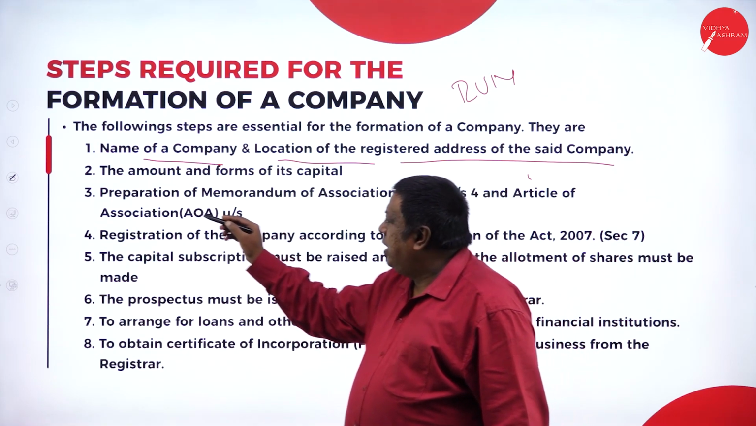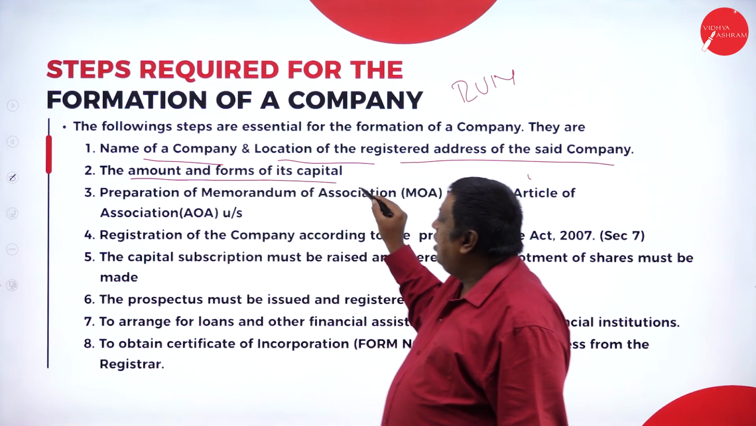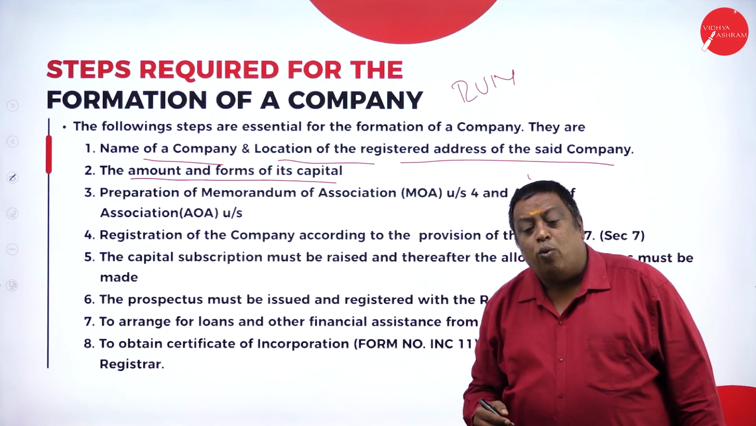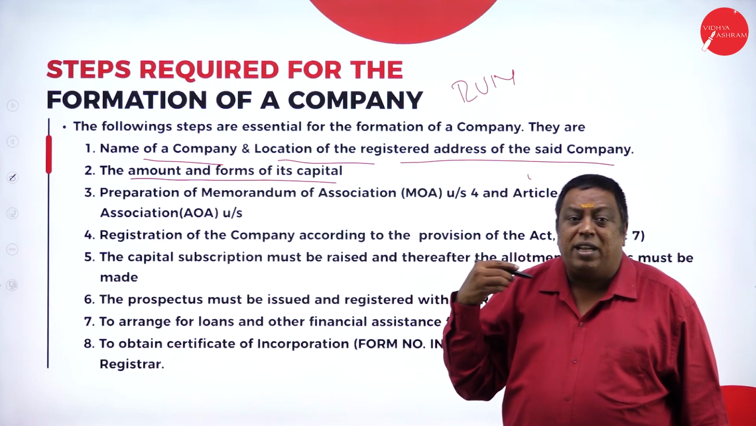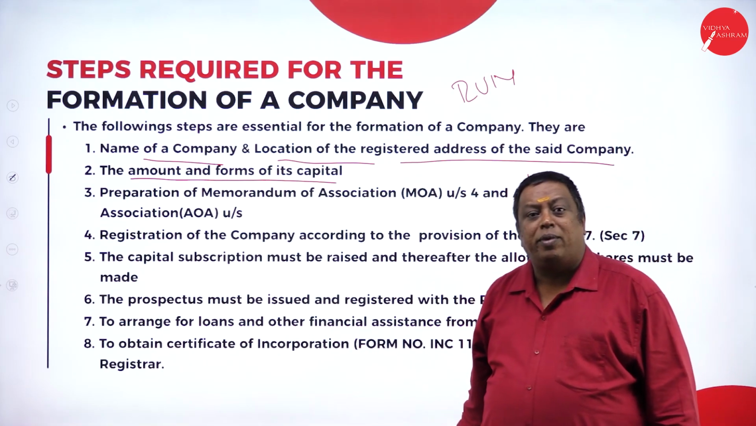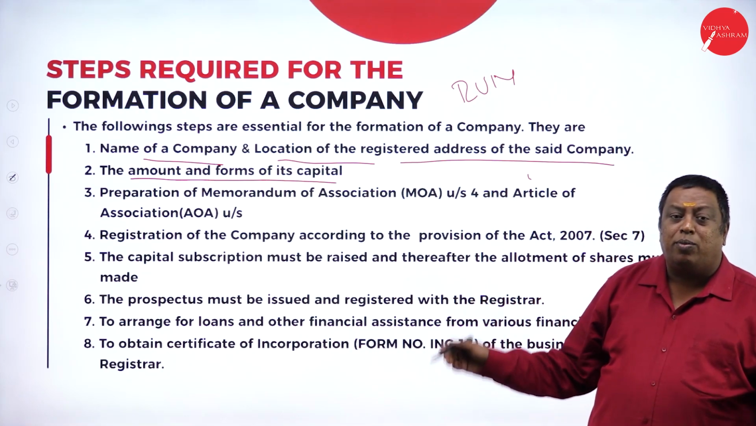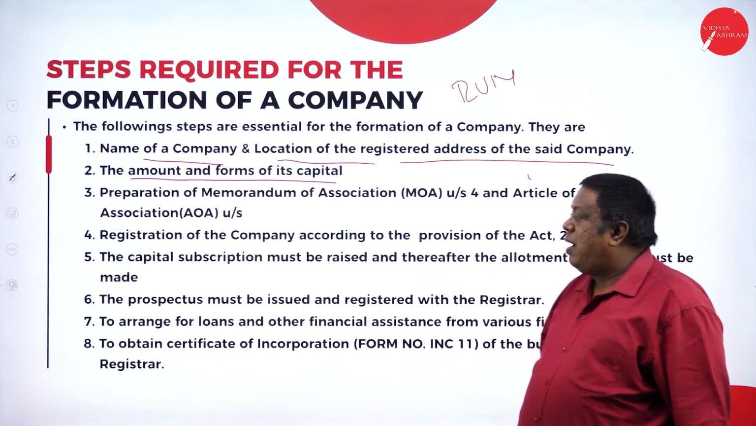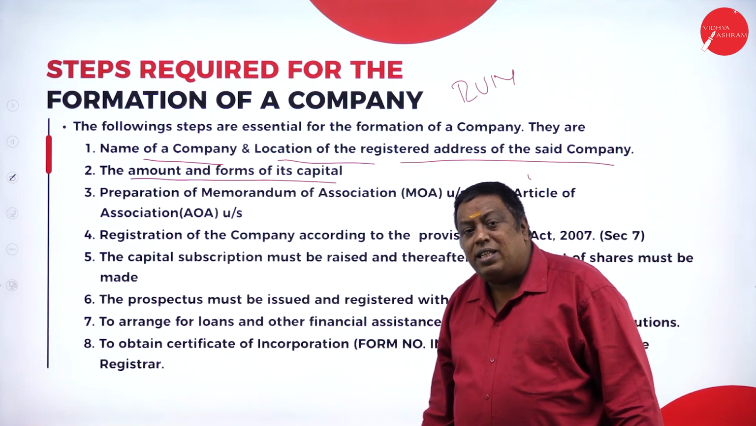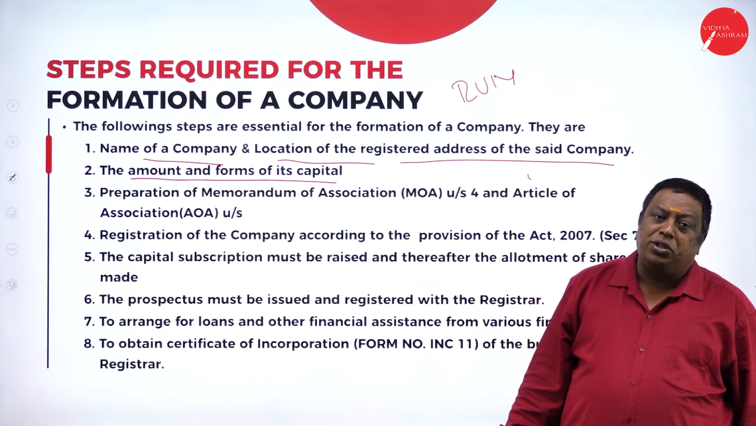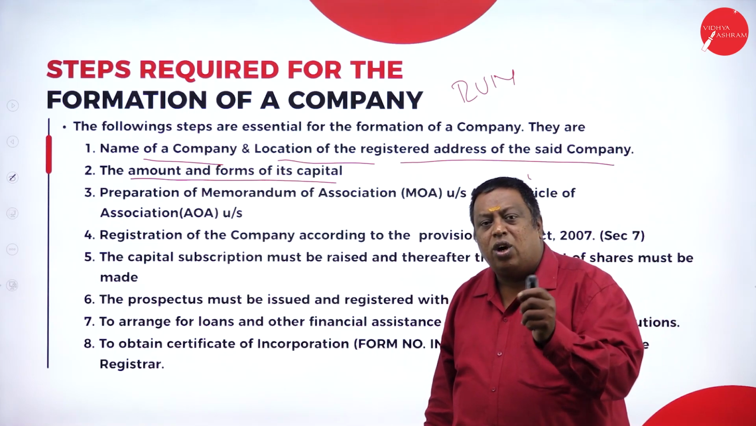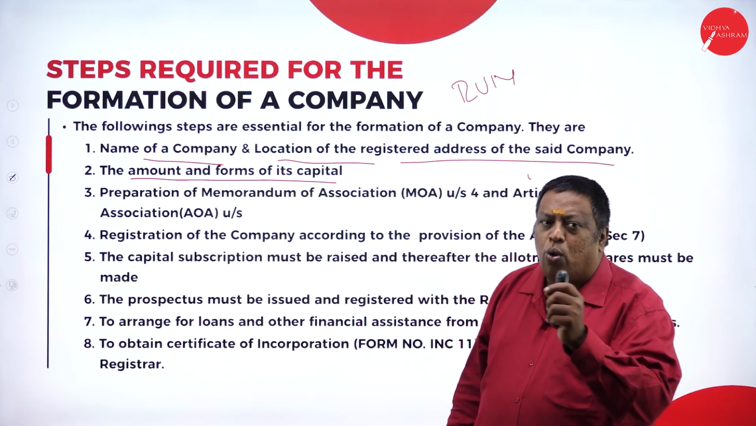The next one, the second point we have here, the amount and forms of its capital. Means they are saying what is the total amount of capital required at the time of forming a company, what total amount is required for your project, and how we are going to divide that capital. The forms of its capital is nothing but in which form you are going to invest the amount into the business, whether in the form of shares or debentures or any loan.